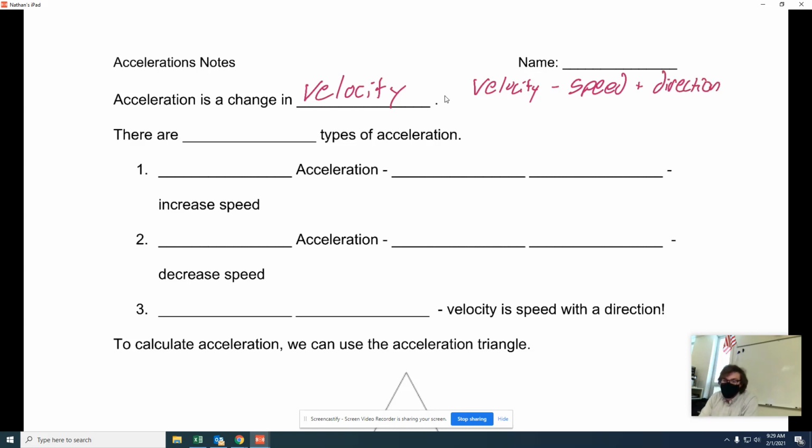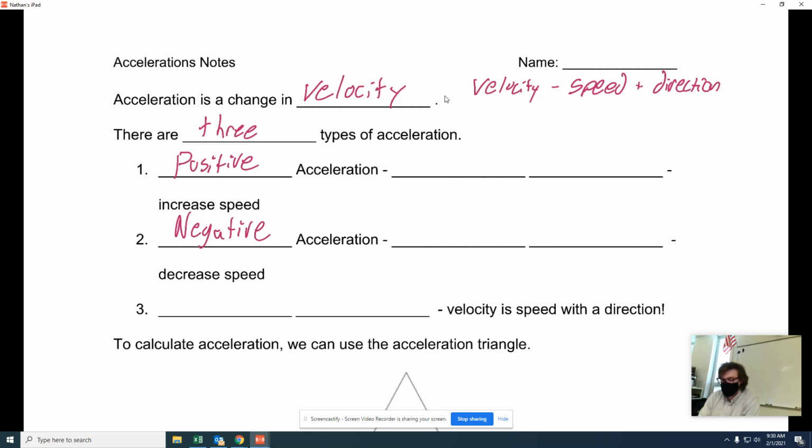So that means that if we think about velocity, if we think about acceleration, there are three types of acceleration. We call these positive acceleration, negative acceleration, and then we'll talk about the third one here in a second. Positive acceleration and negative acceleration are the two types of acceleration that are going to come up the most.